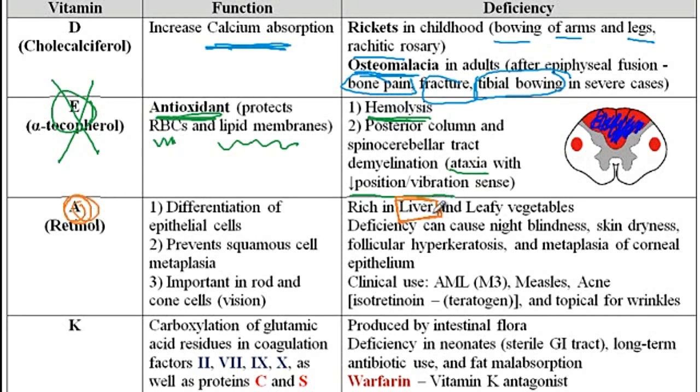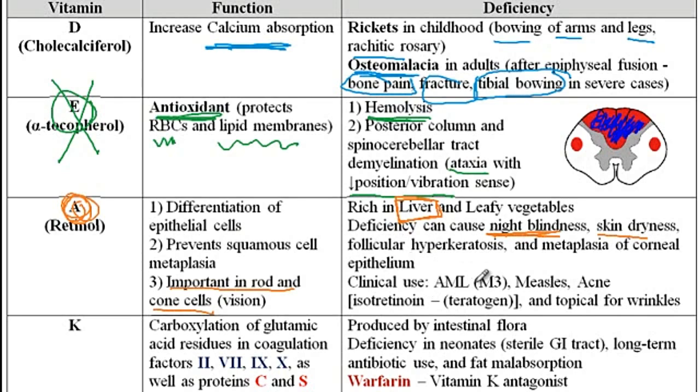And so remember that you shouldn't eat the liver of the polar bear because it has so much vitamin A that it can cause toxicity of this vitamin. Deficiency of vitamin A can cause night blindness. So as I just discussed, it has an important role in rod and cone cells. It can also cause skin dryness as well as follicular hyperkeratosis and metaplasia of corneal epithelium.